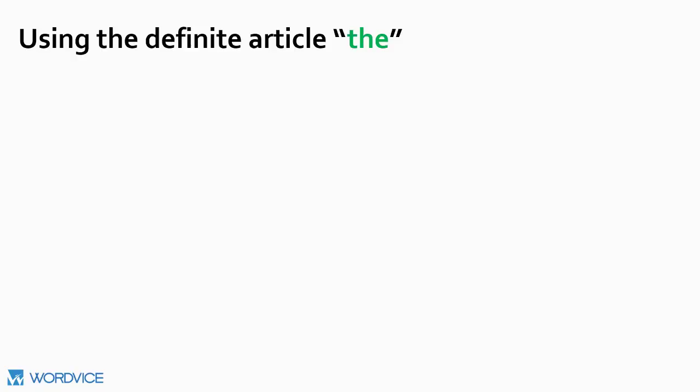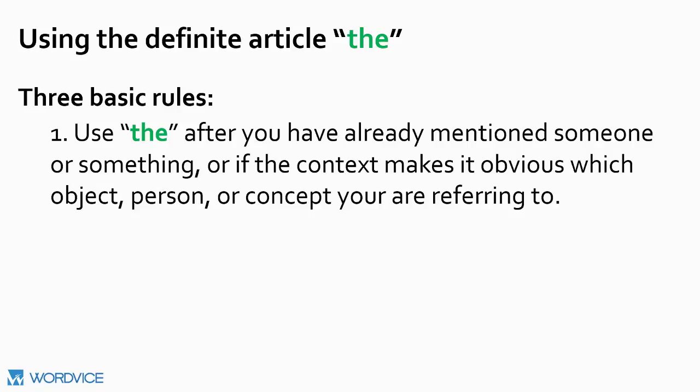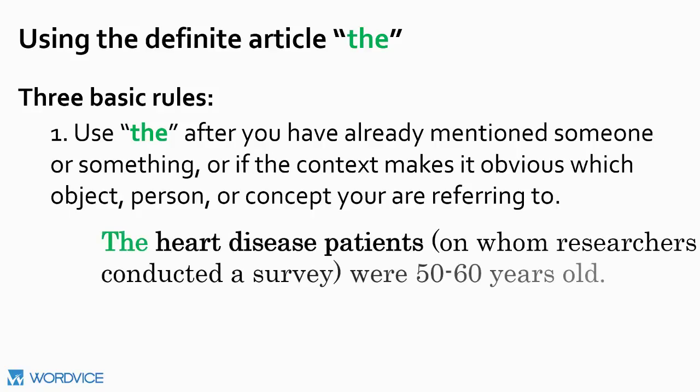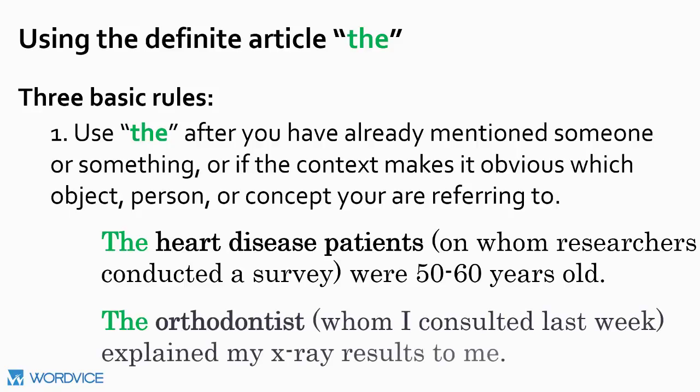For the definite article the, there are three basic rules we can use. First, use the after you have already mentioned someone or something, or if the context makes it obvious which person, object, or concept you are referencing. The heart disease patients were 50 to 60 years old. Here we are assuming that the heart disease patients are the ones whom researchers conducted a survey, as we mentioned in our first example. The orthodontist explained my X-ray result to me. We can elide this information in the parentheses, as we have already mentioned it earlier in the text.